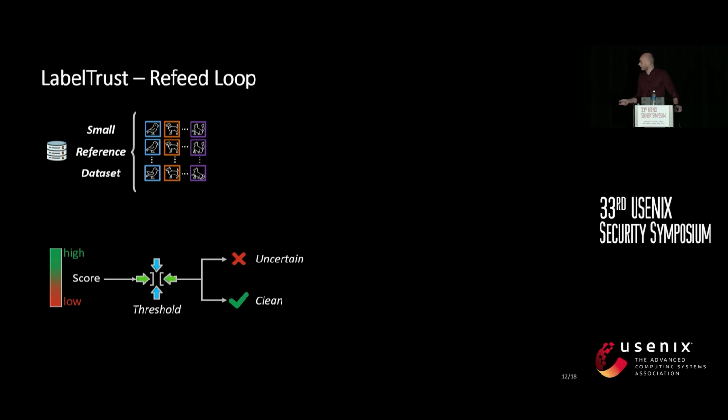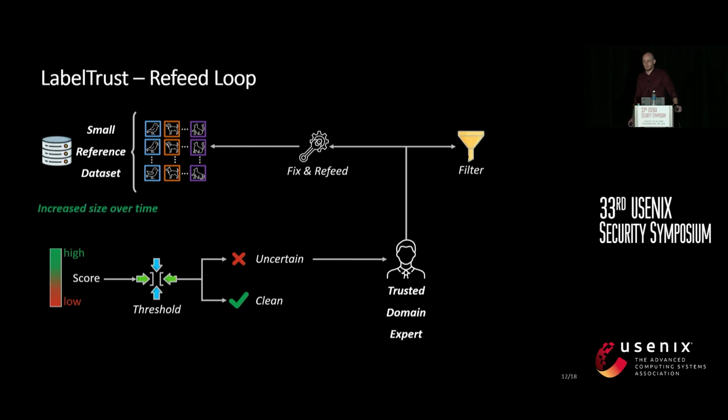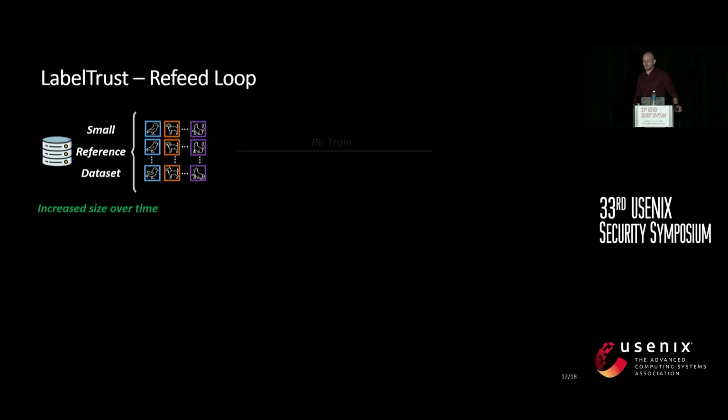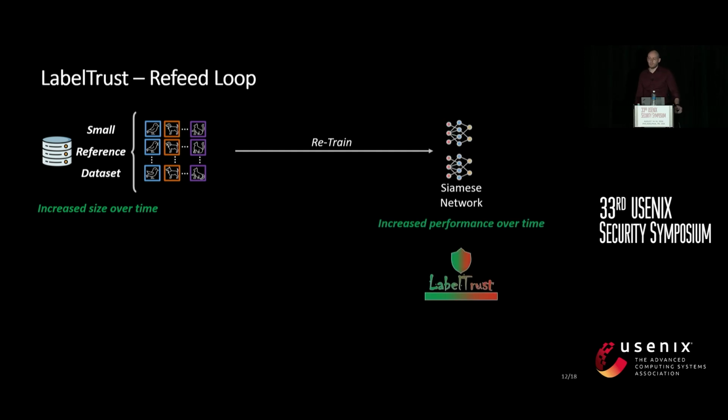Therefore, the uncertain samples that have too low scores, we give to the domain expert again and make a human-in-the-loop feedback loop here. Either he filters them out if there's a poisoned sample, or he can increase the size of the dataset over time and feed new knowledge into it. Of course, we then retrain our Siamese network, and over time, the performance of label trust will be increased.